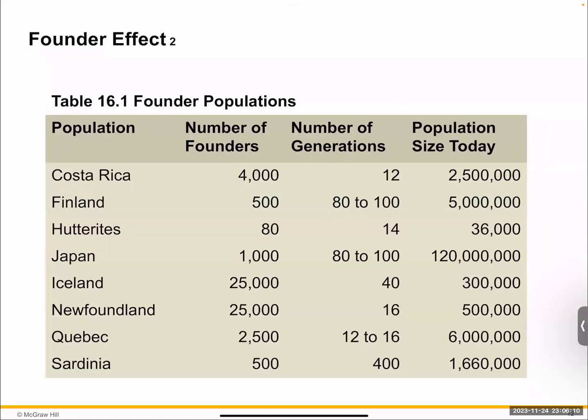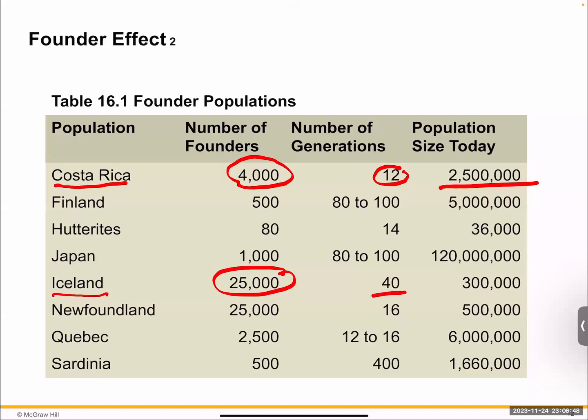Here are some examples of the founder effect. You have multiple population examples, and you're welcome to look through them. We just want to look at some of them. We have the Costa Rica population, where the original people that migrated were about 4,000 people, and within 12 generations you end up with about 2.5 million people. Another example is Iceland, where the original population that migrated was about 25,000, and within 40 generations you end up with 300,000.